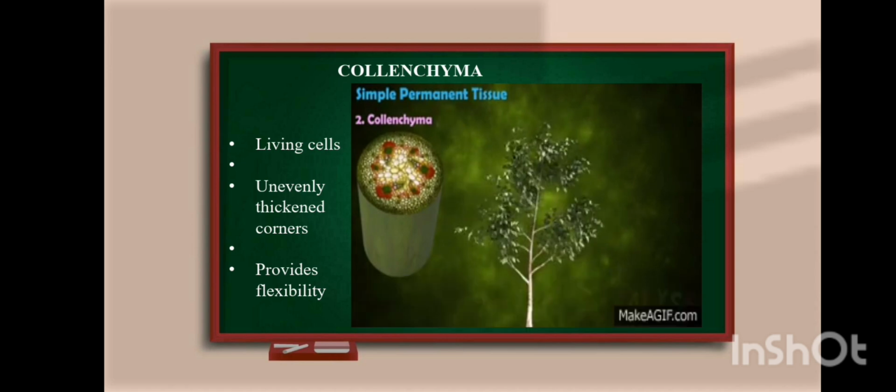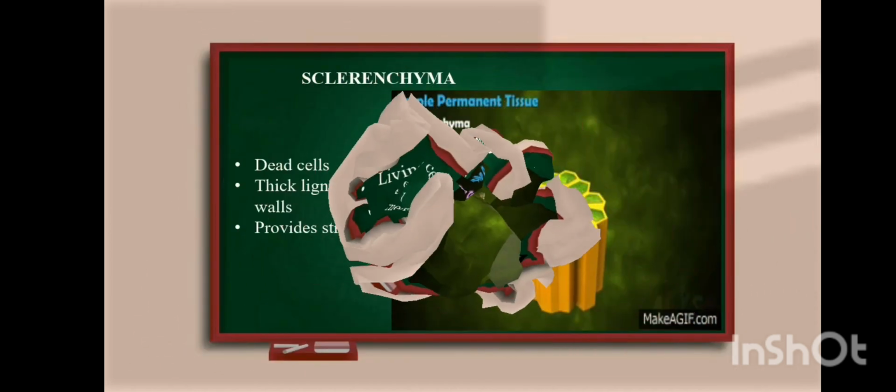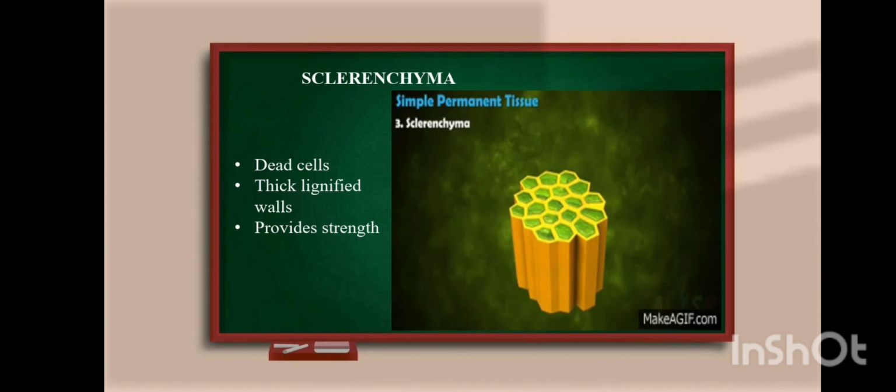You can see that in stems and leaf stalks, it provides flexibility in the wind so they will not break. And the third one is sclerenchyma. Here also we can see the three main features. It is a dead cell, not a living cell, and it has thick lignified walls, evenly distributed in every corner and every section.